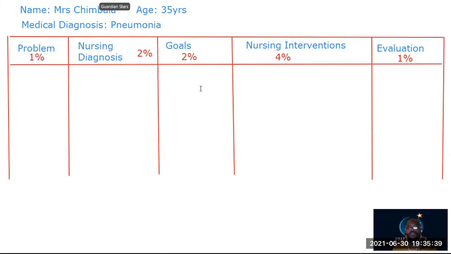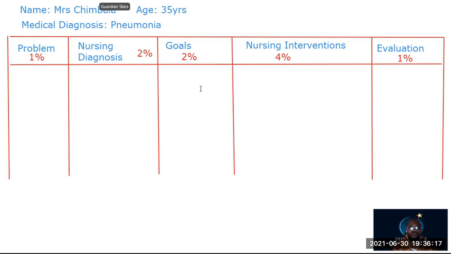Okay, good. So these are just the gradings of the nursing care plan. The problem that you've identified is usually given 1% when we are marking. The nursing diagnosis is given 2%. Nursing goal is given 2%. Interventions are given 4%, and that's 1% each. So you are just expected to write about 4 interventions under each problem, which will give you 4%. Then evaluation, we usually give 1% only.